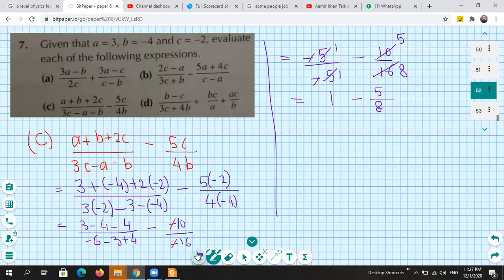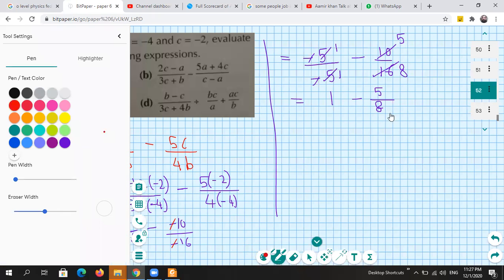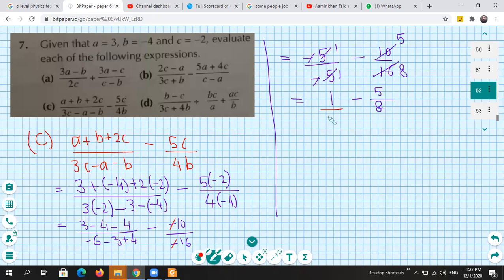So again, we have fractions. Just find the LCM of the denominator. So LCM is 8. So I'm multiplying the denominator with 8 and numerator with 8 as well. So we get 8 in the numerator, and 8 ones are 8 minus 5. So final answer is 3 by 8, which is a proper fraction. So we cannot convert it into a mixed fraction. 3 over 8 is the answer.